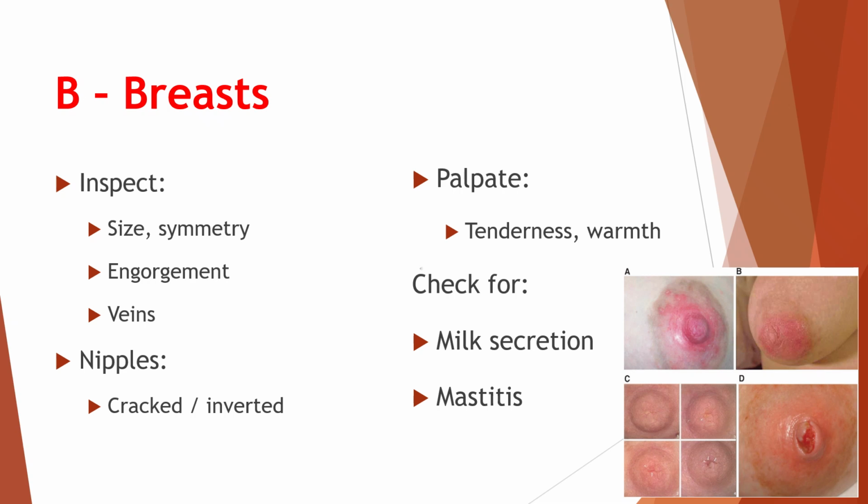Now we move to the first component of BUBBLE-HE, which is B, breasts. So here we start by inspecting the breasts. Look at the size and symmetry.